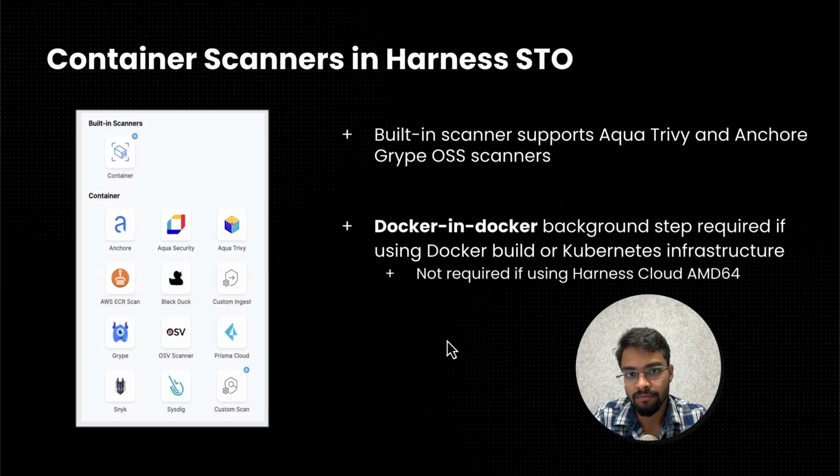So in Harness STO, the module brings you a wide range of scanners for performing the container scanning. Also, on top of this, the module comes with a set of built-in scanners for containers. If you just want to perform the scan irrespective of what tool to choose and their configurations, you can quickly set up the built-in scanner using Anchore or Grype as a matter of choice and perform the scan in just a few clicks. Also, it is important to note that the Docker in Docker background step is required if you're using Docker build or Kubernetes as infrastructure. And if you're using Harness Cloud as an infrastructure, you can totally ignore this.